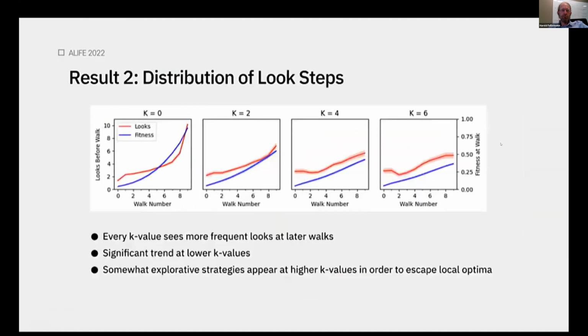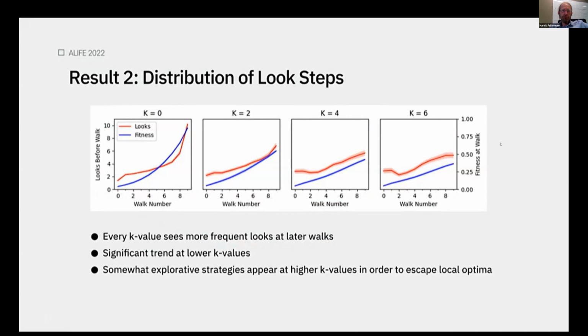For our second set of experiments, we looked at the distribution of the look steps in the evolved strategies at some select K values. Here we have K values 0, 2, 4, and 6 represented. On the x-axis, we have the walk numbers. So these strategies were 50 steps long with 10 walks in them each. And then on the y-axis, we have the number of looks before each walk to make the whole strategy.